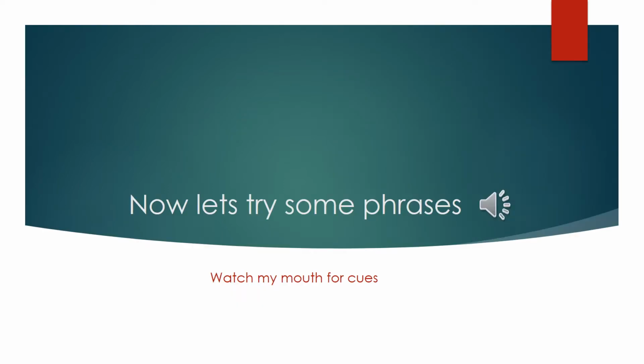Now we're ready to try some phrases. There will be a video on the side of your screen so that you can watch my mouth for cues. Don't forget that when we work on phrases, the K sound might be on the first word, the second word, or maybe even the third word. So listen carefully.